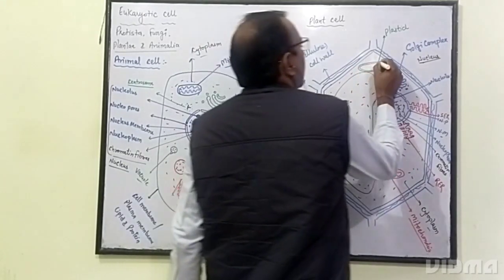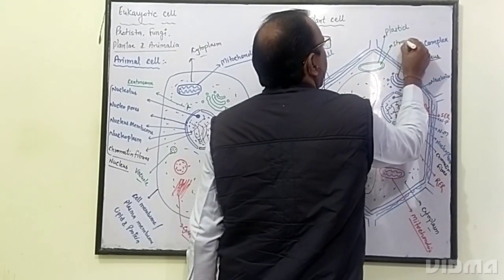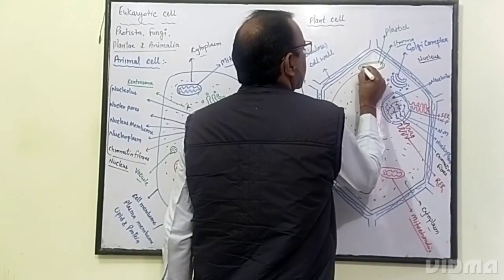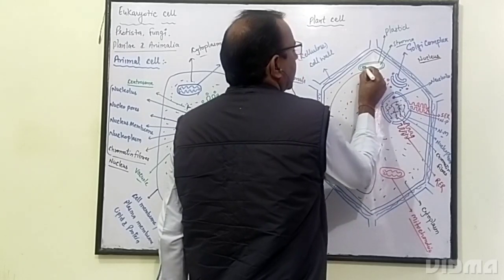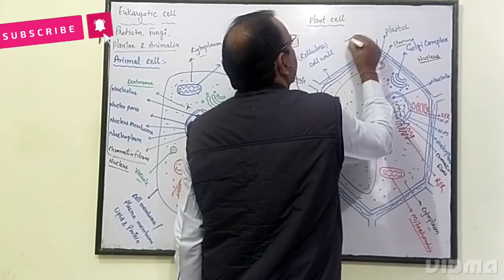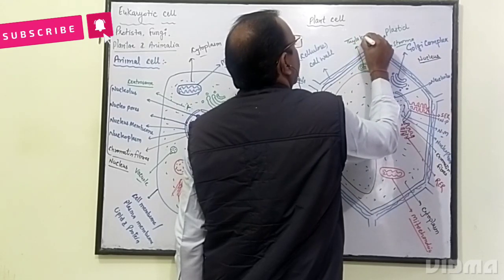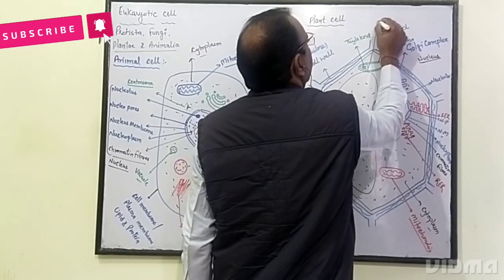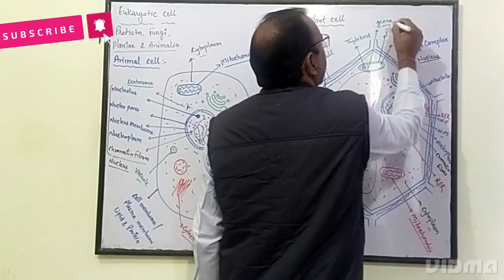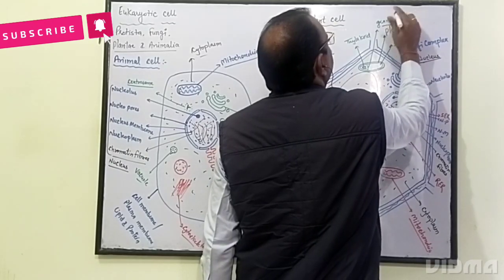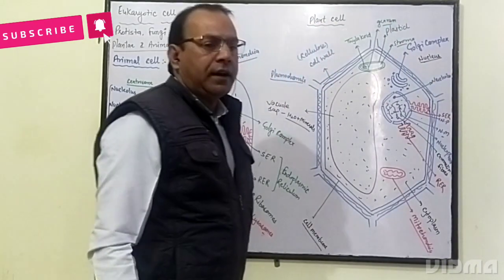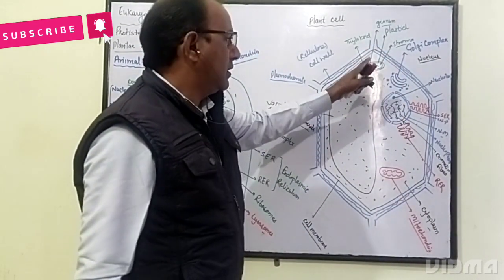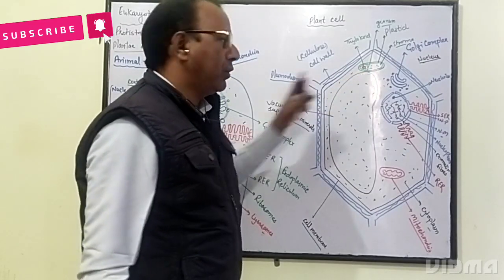Inside the plastid, this surface is known as the stroma, and in the stroma there are many sac-like structures. A single sac-like structure is known as a thylakoid. The whole stack of sac-like structures is known as a granum. If there are many, they are called grana. This is the plastid, which holds the color pigment and is found only in plant cells, not in animal cells.